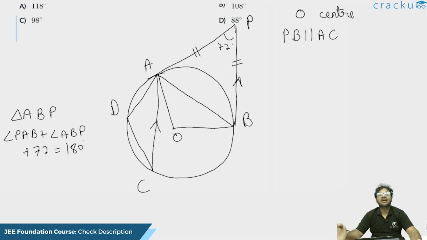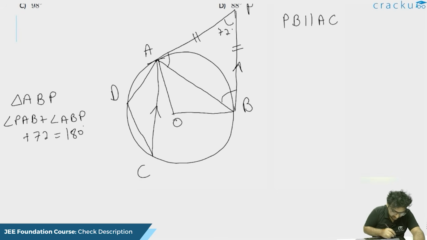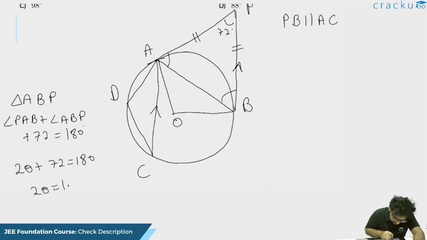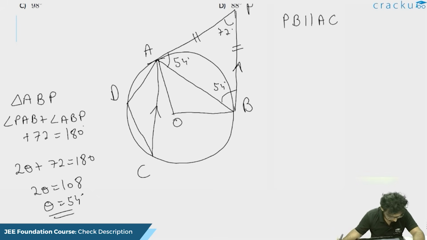Now in an isosceles triangle, the base angles are equal, the angles opposite to equal sides. So this angle is equal to this angle. So 2 theta plus 72 is equal to 180. Now 180 minus 72 is 108. So 2 theta is equal to 108, so theta is equal to 54 degree. So this is 54 degree, and this will also be 54 degree.